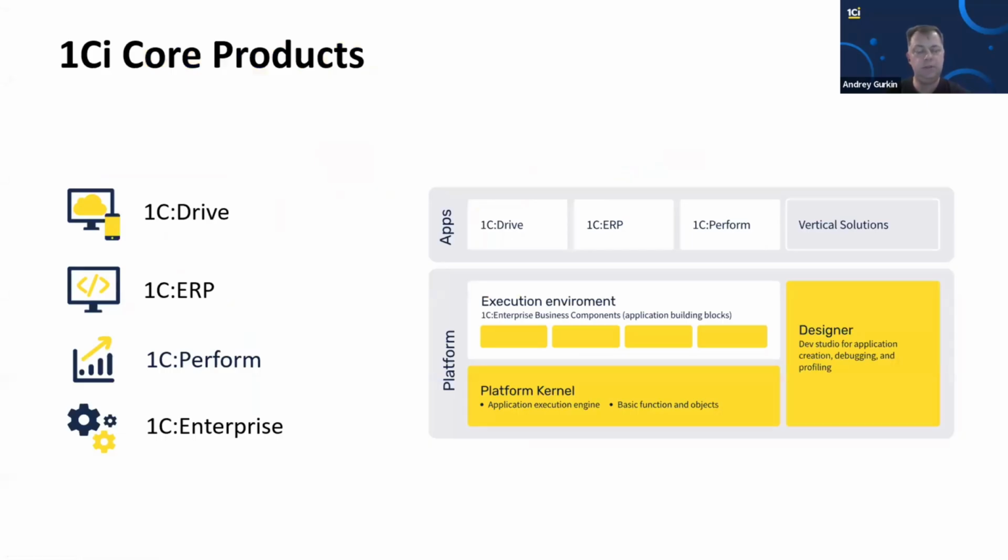What are we suggesting? First of all, we're suggesting to implement three main products: 1C Drive, 1C ERP, and 1C Perform. Each of them has its own capabilities and purposes. They can work simultaneously if we're talking about some big holdings, for example. But the common thing for all of them is that they have the same foundation. All of them are powered by the 1C Enterprise platform. Here you can see the architecture, let's say.